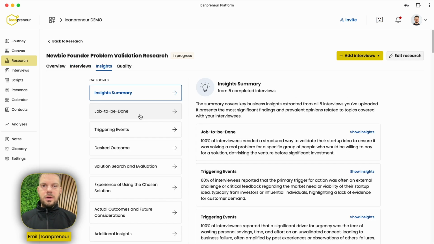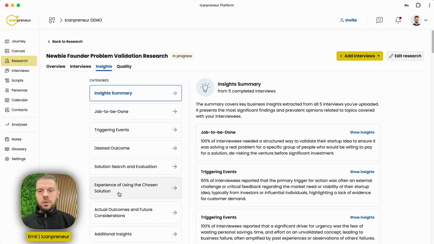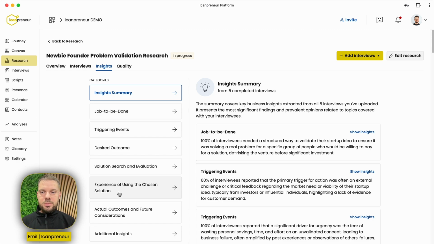The insights are a list of findings that are coming out of my customer interviews. They're organized in multiple categories like job to be done, triggering events, desired outcomes, solution search and evaluation, and so on, which is giving me a lot of intelligence about what problems people are experiencing today, what is triggering those problems and making them important, what are the desired outcomes when solving those problems, what alternatives exist today and how people are dealing with those alternatives, what is the lost opportunity from not having an optimal solution, and so on.